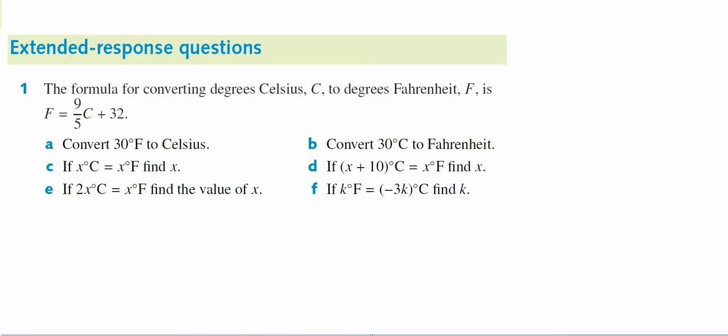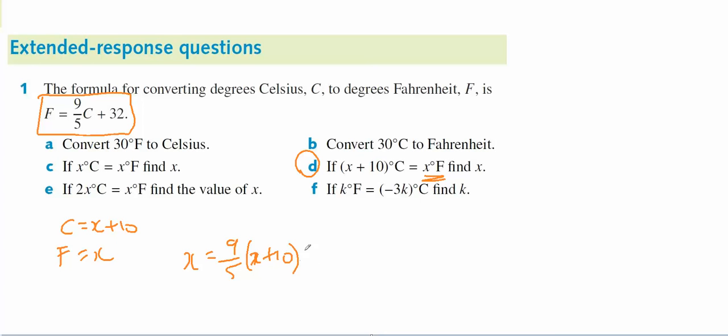Okay, in part D, C equals X plus 10, and F equals X. So therefore, my formula becomes X equals 9 on 5, X plus 10, plus 32, and then solve for X. Because I'm saying that the Celsius degrees is X plus 10, so I replace C with X plus 10. And I'm saying that the Fahrenheit degree is X.